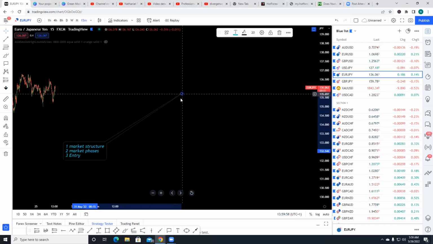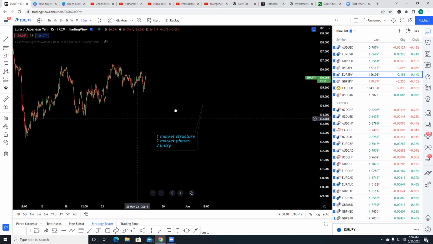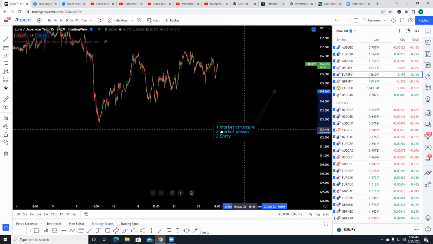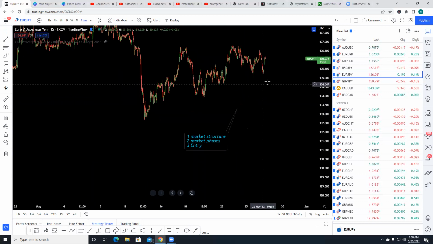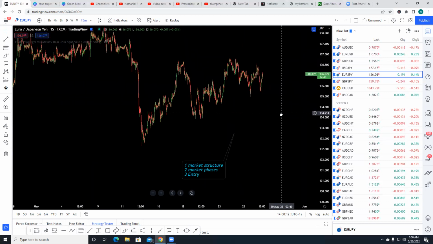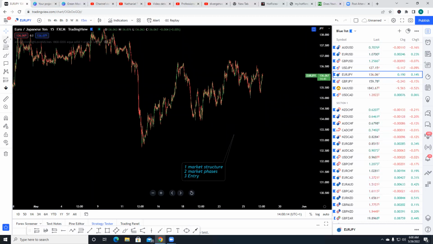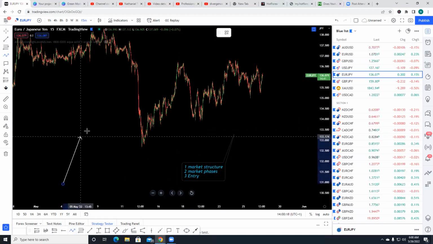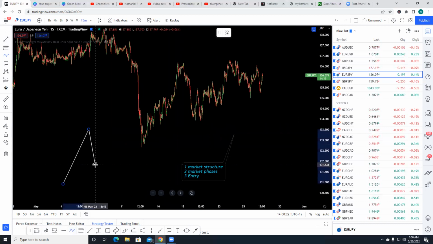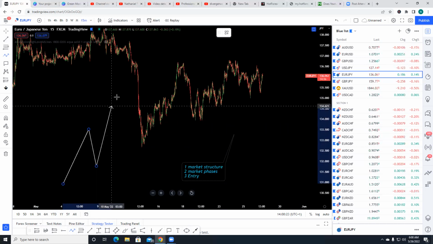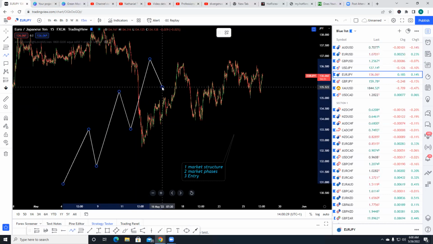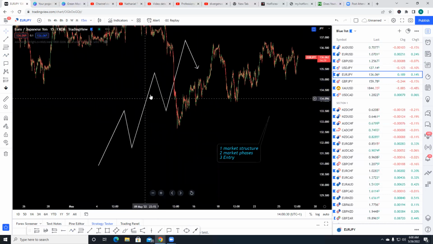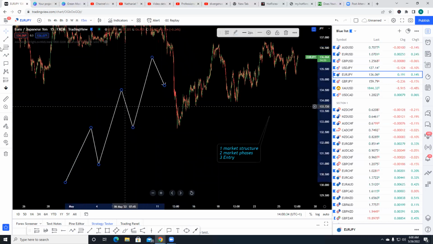Okay, market structure. When you talk of market structure, there are a whole lot of things that are involved. It is not just knowing where the market is going in terms of the trend. There are some people, the only thing they know as structure is when you have higher high, higher low, higher high, higher low, higher high, higher low. That's the only thing they know as structure.